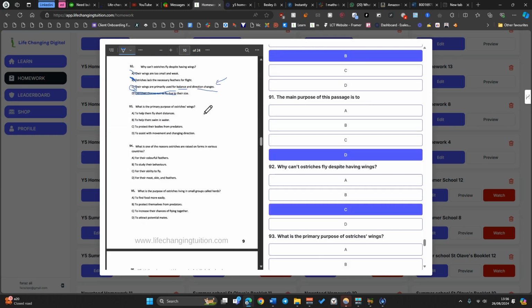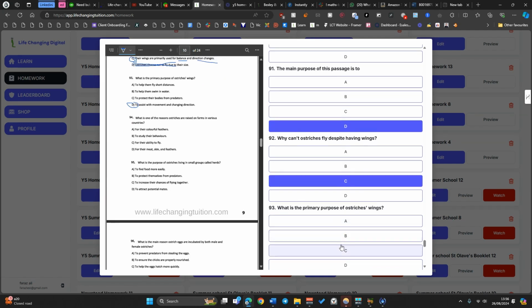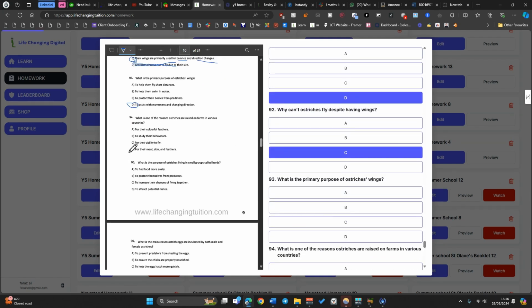What is the primary purpose of ostriches' wings? We just went over this as well. It's to assist movement and changing direction. That was 93, option D. Question 94. What is one of the reasons ostriches are raised on farms in various countries?